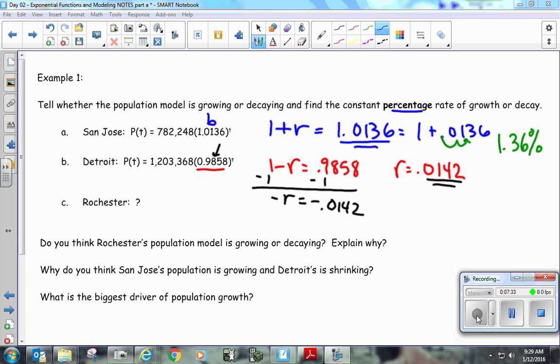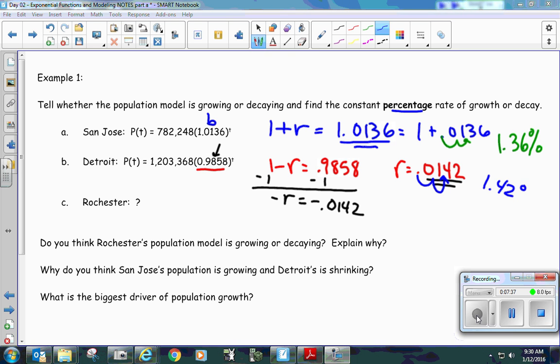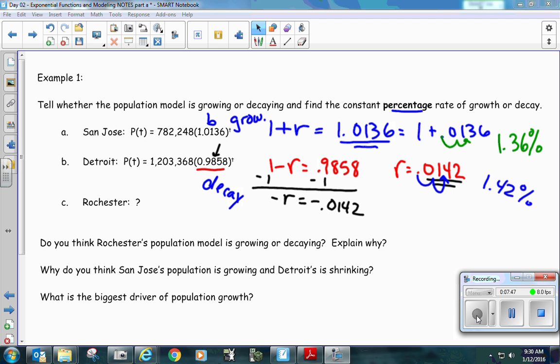Yeah, slide the decimal over twice. 1 and 2 right there. 1.42%. Okay, so the first one was a growth. The second one is a decay. And I think it's fairly easy to tell it's above 1 here for San Jose, so it's a growth. It's below 1 for Detroit, so it's decay.